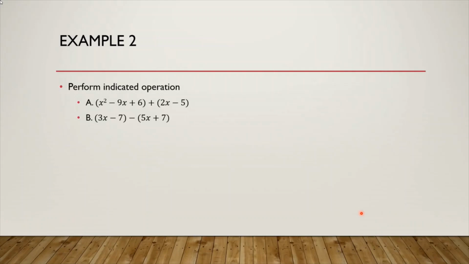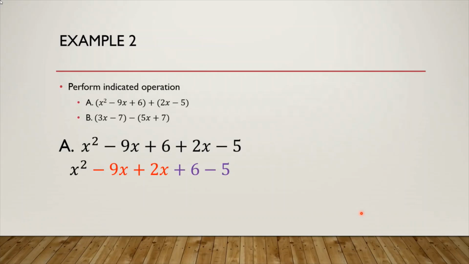All right, with addition, let's do letter A first. Letter A is x squared minus 9x plus 6, plus 2x minus 5. When it's addition, you can just drop the parentheses, and it's just a matter of combining like terms. So I'm going to rearrange them. I have x squared minus 9x plus 2x plus 6 minus 5. Then combine like terms. That would be x squared, minus 9x plus 2x is minus 7x, plus 6 minus 5 gives you plus 1. When you do this, take the sign that's in front of it. Now you can't go any further because x squared and the x and the constant are all unlike terms. So you're actually done.